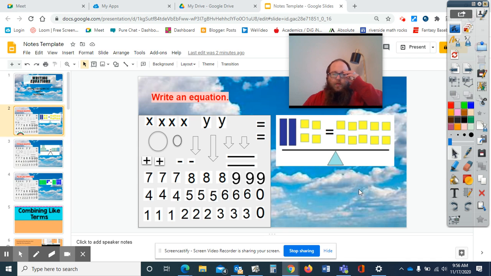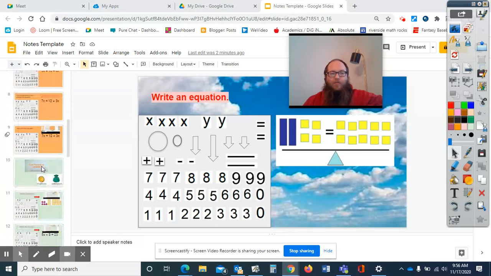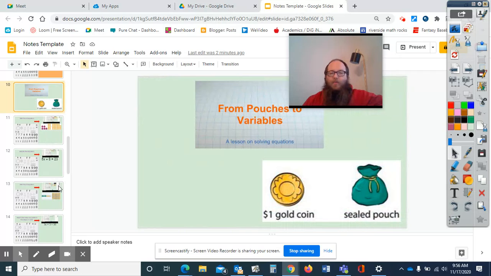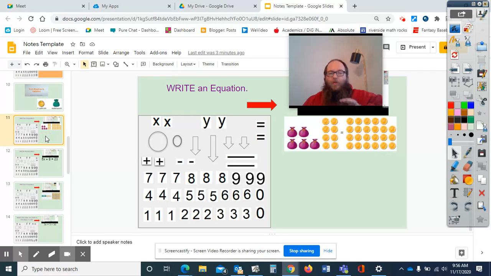Okay, so here's what we're going to do today. Today we're going to be looking at how to write equations, but we're going to be modeling equations with something called algebra tiles. Now we've done this in the past, which is very similar. If you scroll down to some of your other notes that we have, we did this with pouches and coins, where we had very similar type of examples.